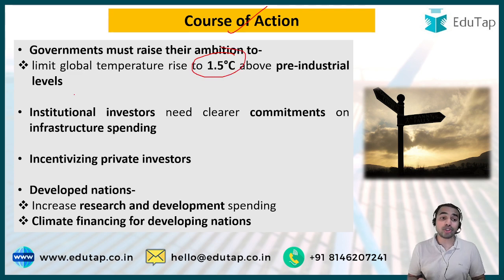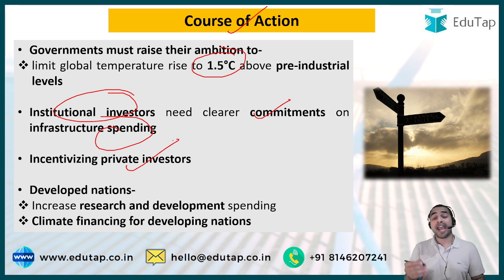And it also says that the institutional investors are needed to have much clearer commitments on infrastructure spending, that they must be very clear about their commitments, about where to spend and where not to. And guys, this particular report also recommends the incentivization of private investors, and it recommends that governments involve the private players in order to boost renewable energy growth.